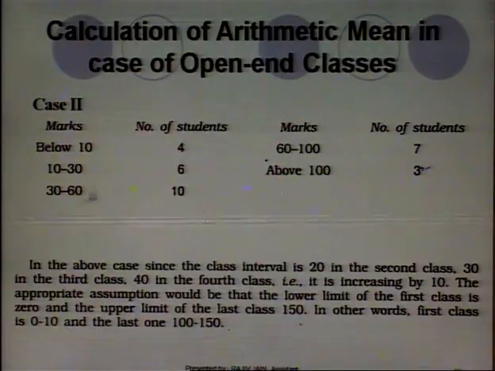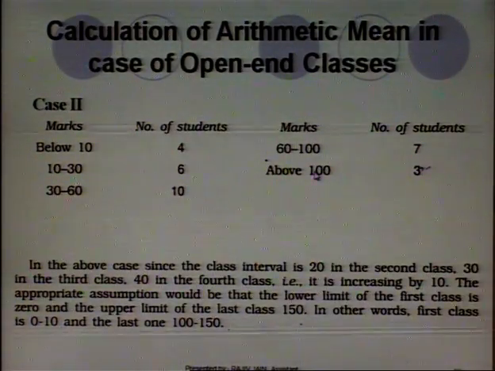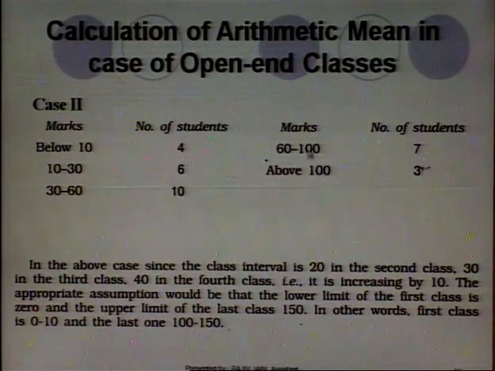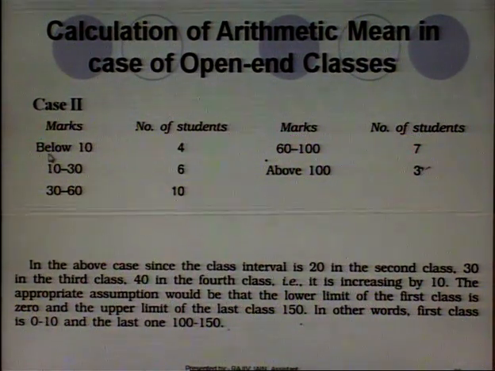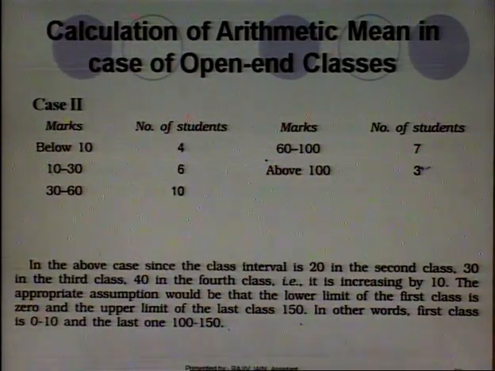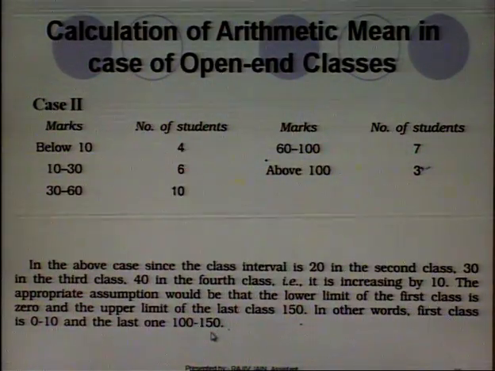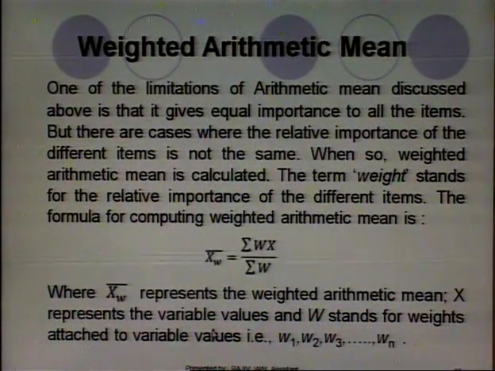Here is 20, 30, 40, we assume this will be 50, and similarly moving backwards 40, 30, 20, this will be 10. If the length of interval was 10, and the upper limit is 10, the lower limit will be 0 to make the interval of length ten. So in other words, the first class would be 0 to 10 and last one will be 100 to 150. Now we have done with the simple arithmetic mean.